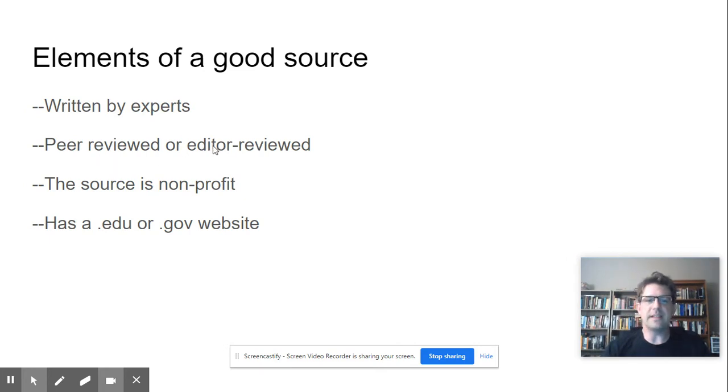The second best is editor reviewed. So editor reviewed means that I write it. Let's say I'm writing my story on bears, and I'm writing for a newspaper. I'm not really an expert on bears, but I'm just interested, and I write this story as a reporter. And I give it to the editor at the science desk of the newspaper that I work for.